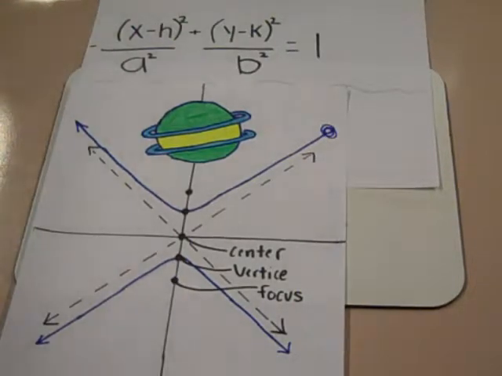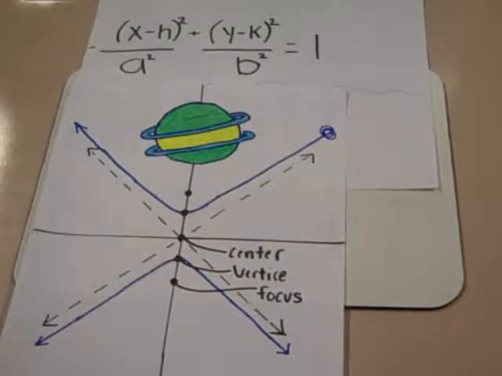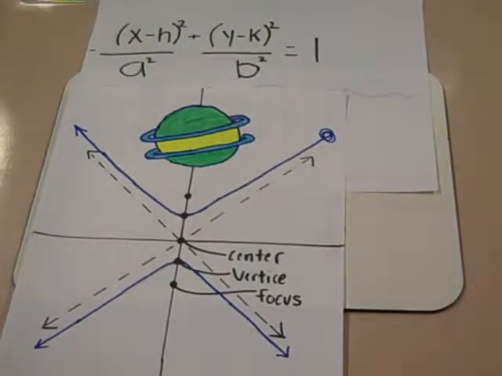and vertices. The basic equation for a vertical hyperbola is negative (x minus h) squared over a squared plus (y minus k) squared over b squared equals 1, where (h, k) is the center of the graph, a is the horizontal distance from the hyperbola's center, and b is the vertical distance. Another variable, c, not visible in the equation, can be found by the equation c squared equals a squared plus b squared, which represents the distance of the foci from the center of the hyperbola.